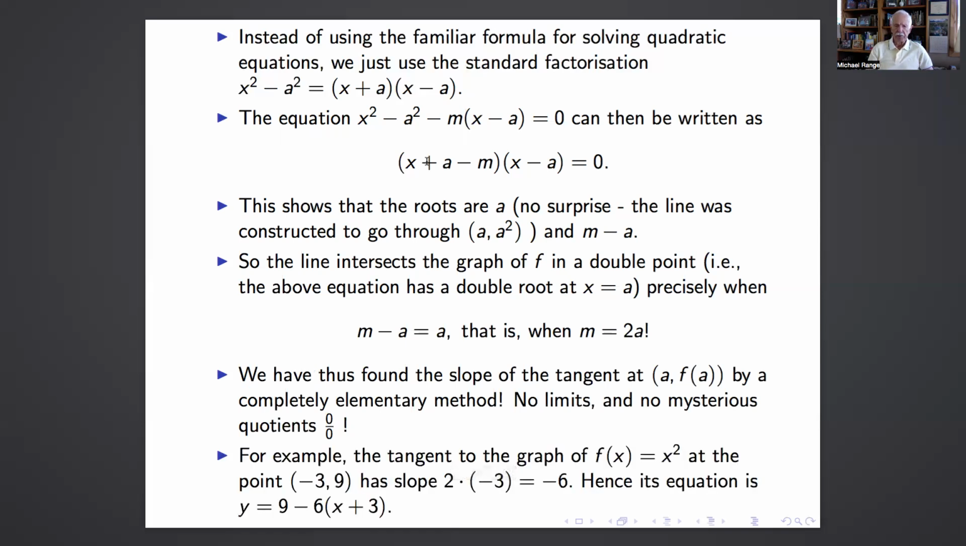And for example, the tangent to the graph of f of x equals x squared at the point minus 3, 9 has slope 2 times minus 3, which is minus 6. And hence, the equation of that tangent line is y equals 9 minus 6, which is the slope, times x plus 3, which is just the point-slope form of that line.